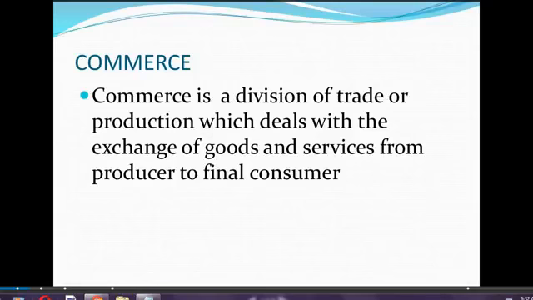First, see what is commerce. It is a division of trade or production which deals with the exchange of goods and services from producer to final consumer. This is commerce.